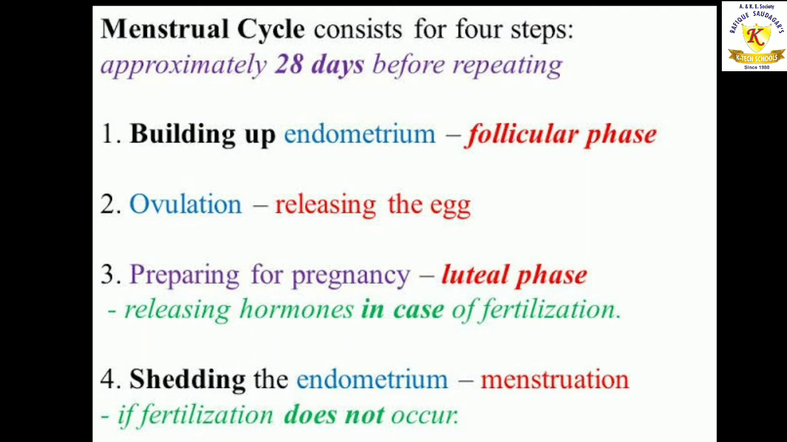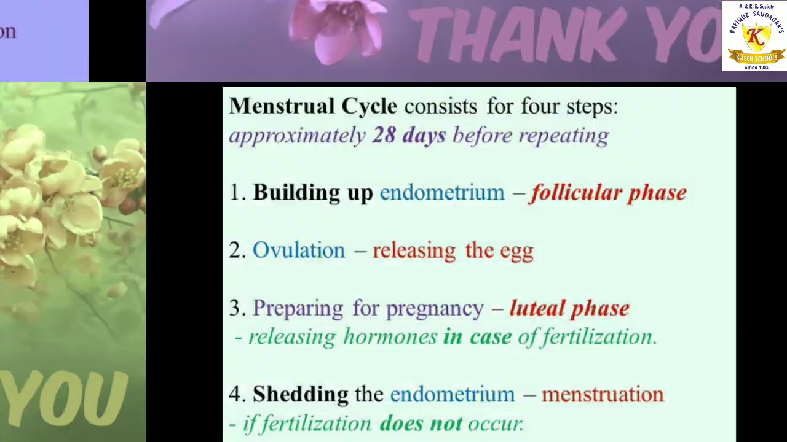The menstrual cycle consists of 4 steps and it is approximately 28 days before repeating. First is building up the endometrium, the follicular phase. Second, ovulation, that is releasing the egg. Third, preparing for pregnancy, the luteal phase, releasing hormones in case of fertilization. And then shedding the endometrium, that is menstruation, if fertilization does not occur.